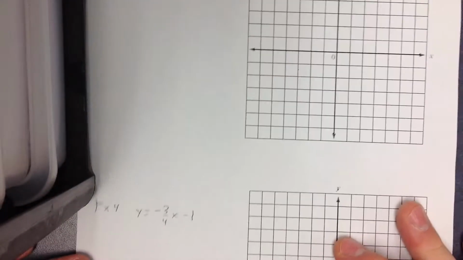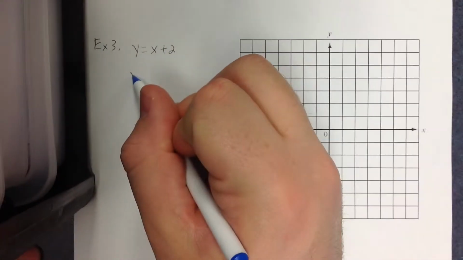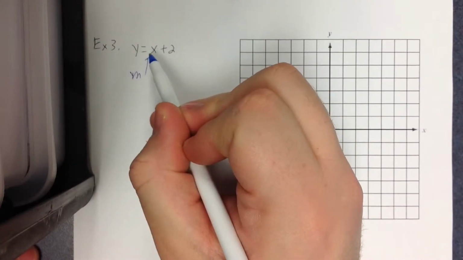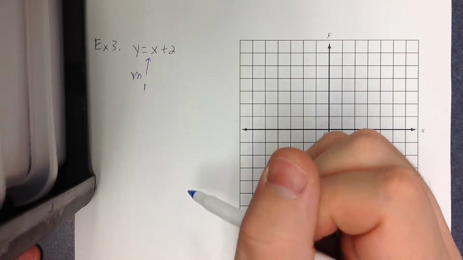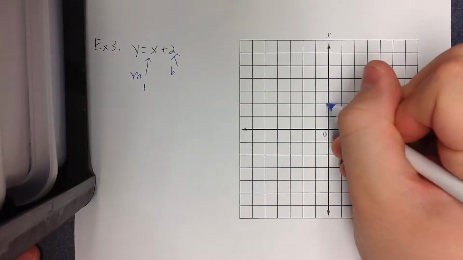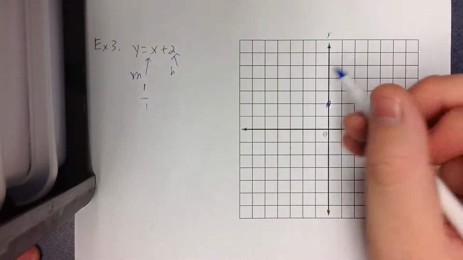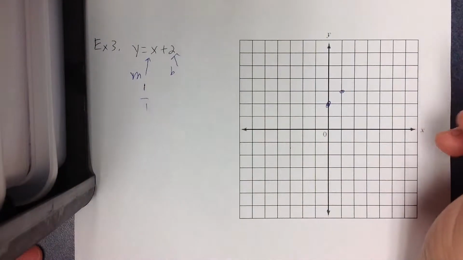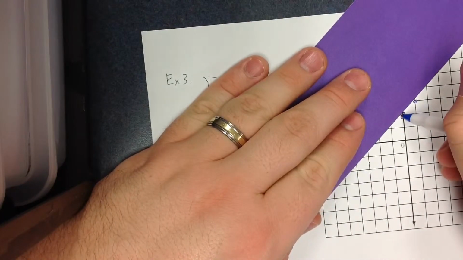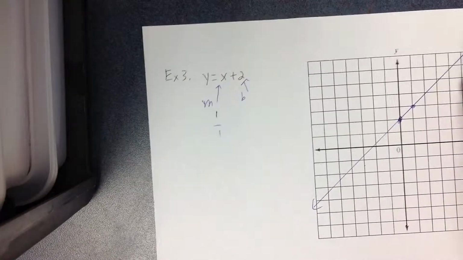Okay, a couple more on this. Example 3, y equals x plus 2. Again, it's in slope-intercept form, so m is the number in front of x. Now, even though there's not a number there, there's an imaginary 1. And b is the y-intercept, which is 2. So I start at 2. Since m is 1 or 1 over 1, I go up 1 over 1 to get my next point. Then I draw my line.